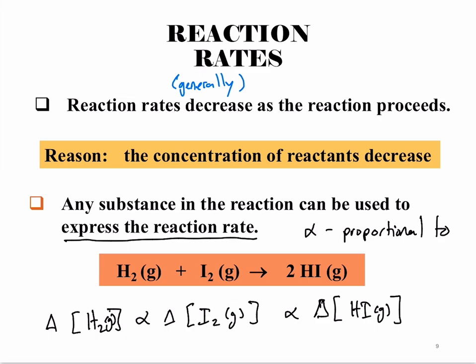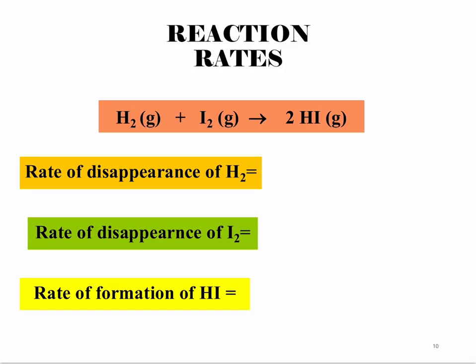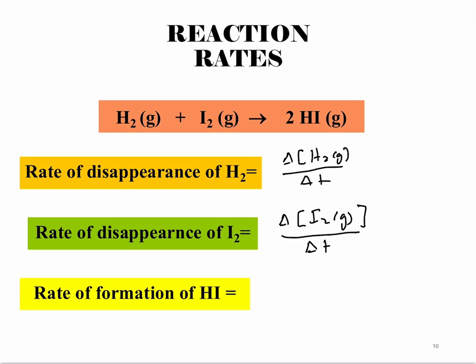And so if we look at each of these species individually, the rate of disappearance of H2 is going to be equal to the change in concentration of hydrogen gas over the change in time. The rate of disappearance of I2 is going to be the change in the concentration of iodine gas over the change in time. And similarly for hydrogen iodide, it'll be the change in concentration of hydrogen iodide, right?